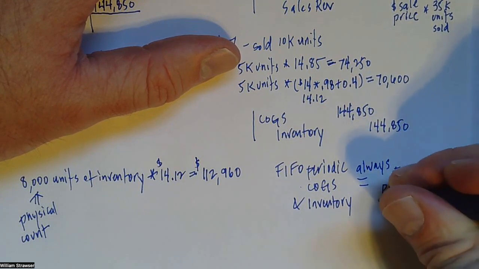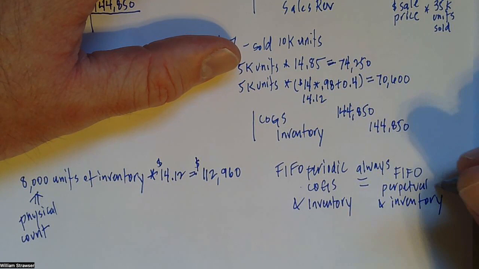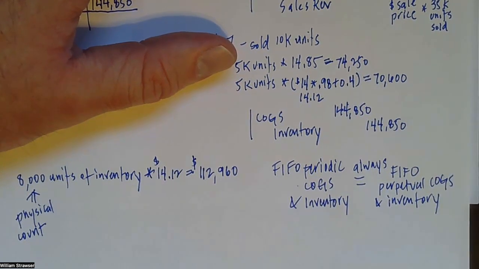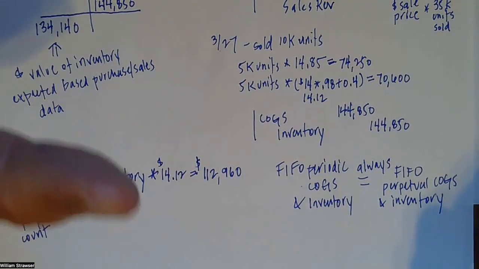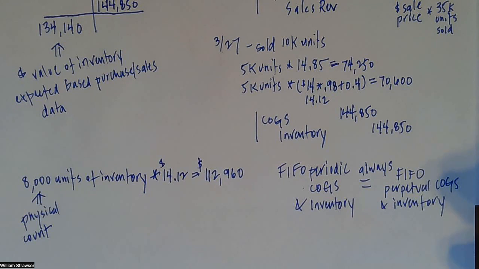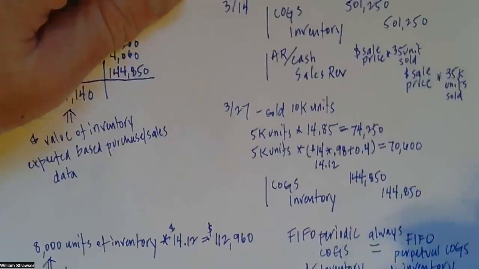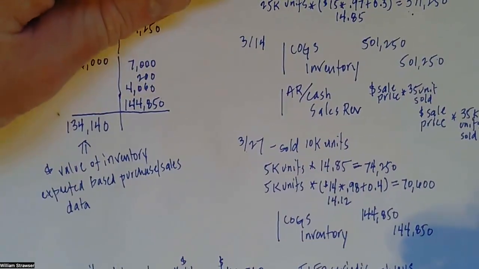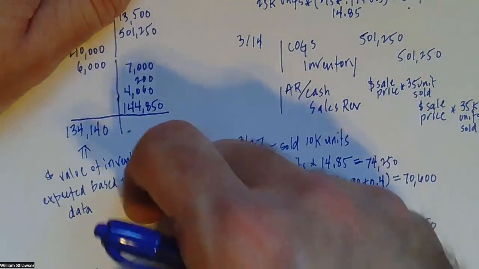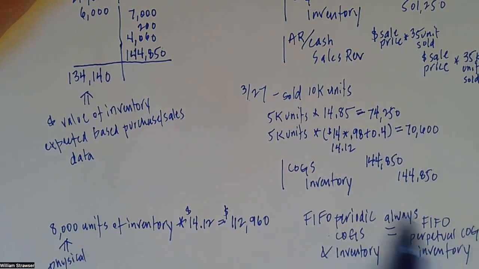Now, this is the only cost flow method where this is absolutely the case, right? It could be that you get a random shot, and I've given you a problem like this where LIFO periodic and LIFO perpetual equal each other, but that will not always work with LIFO. FIFO will. Anyway, just to let you know, there's a reason why they're equal, but that won't always be the case.